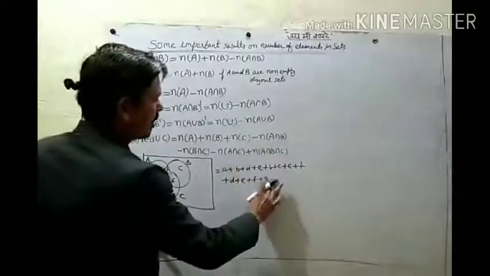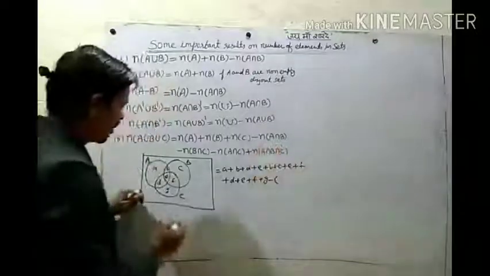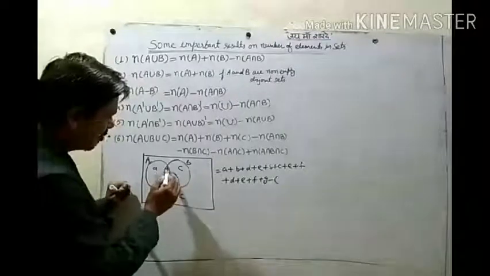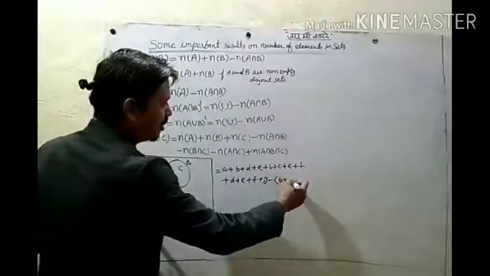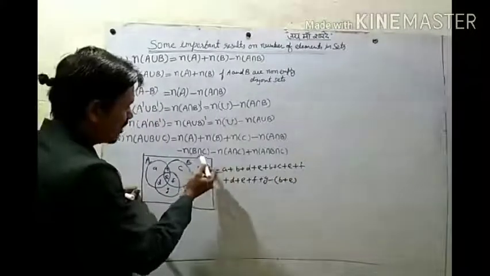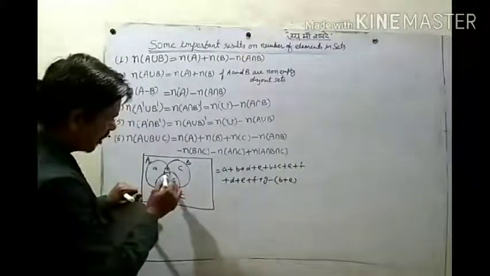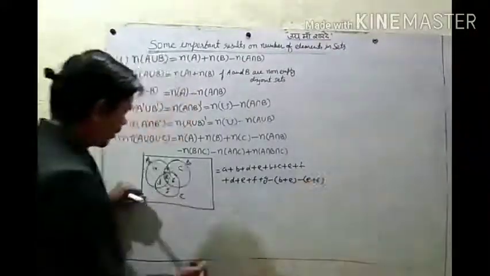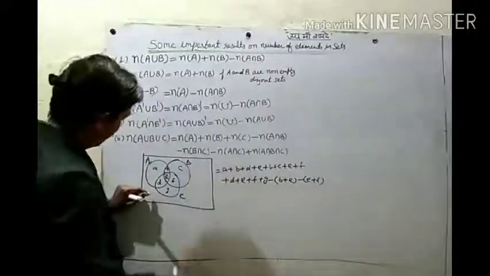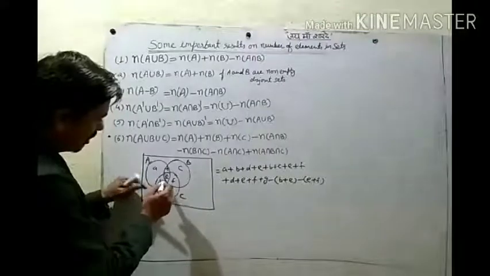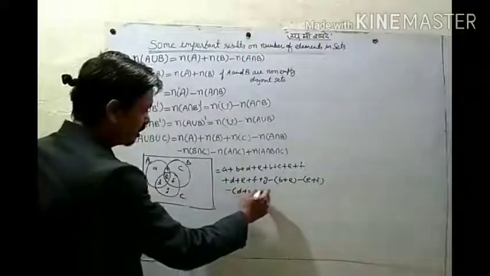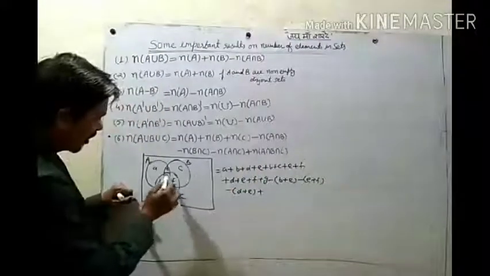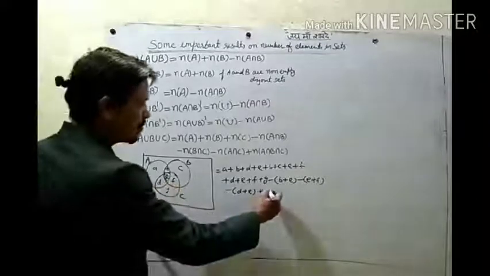Then minus the elements in A intersection B, the common portion of the A and B circles. This part contains B and E. So B plus E. Then the elements of B and C, the common portion of the B and C circles. This part has E and F. Minus E plus F. Then minus A intersection C. Here the A and C common part is D and E. So minus D plus E. Plus the elements in A intersection B intersection C. In all three circles, the common part is this, means E.